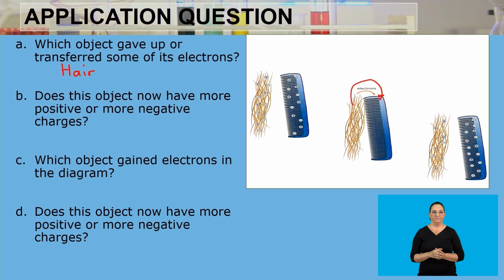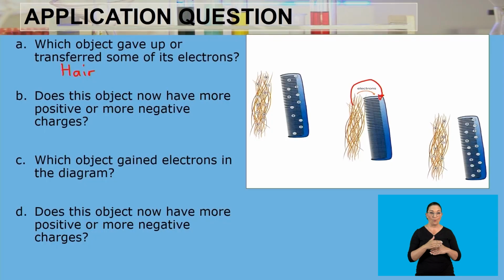Now, the following question says, does this object now have more positive or more negative charges? If a substance transfers its electrons to the other substance, then obviously the substance that transferred its electrons will remain with more positives than negatives. So what does it mean? The object will have more positive than negative charges. So does this object now have more positive or more negative charges? It will have more positive charges.